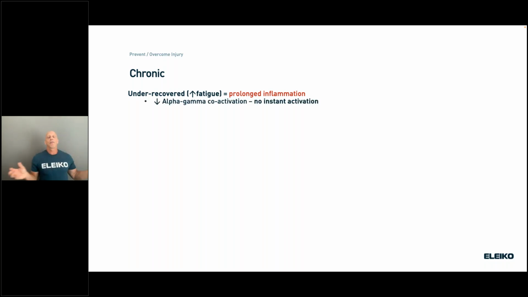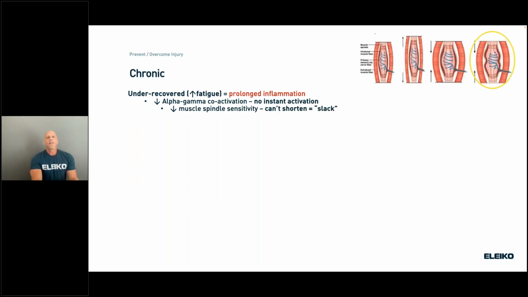That decreases what we talked about, that alpha gamma coactivation. That means we no longer have the instant activation where the muscles are turning on. Those type 1 motor units are no longer turning on when they're supposed to. This means we've had decreased muscle spindle sensitivity. That muscle spindle cannot shorten. It's got what we call slack in it. If you see in this diagram, on the far right with the yellow circle around it, there's a spindle that's just kind of hanging there.